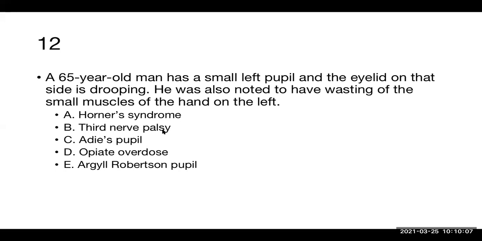See this. So, related questions: an Argyll-Robertson pupil is seen in which condition? Syphilis. Neurosyphilis. Exactly. Argyll-Robertson pupil is seen in neurosyphilis. In this Argyll-Robertson pupil, light reflex is absent, but accommodation reflex is present. This is Argyll-Robertson pupil. So see that.